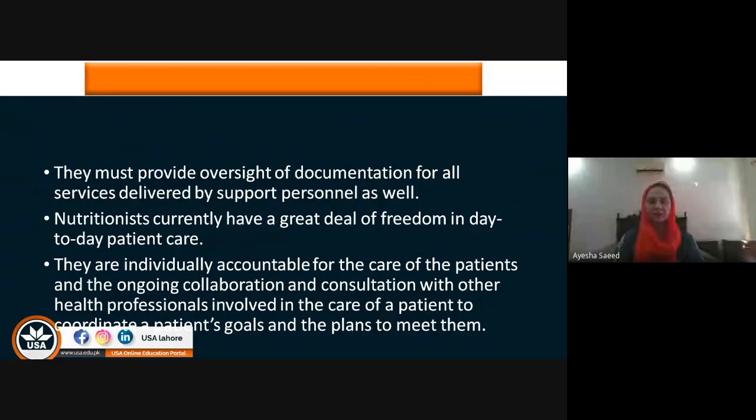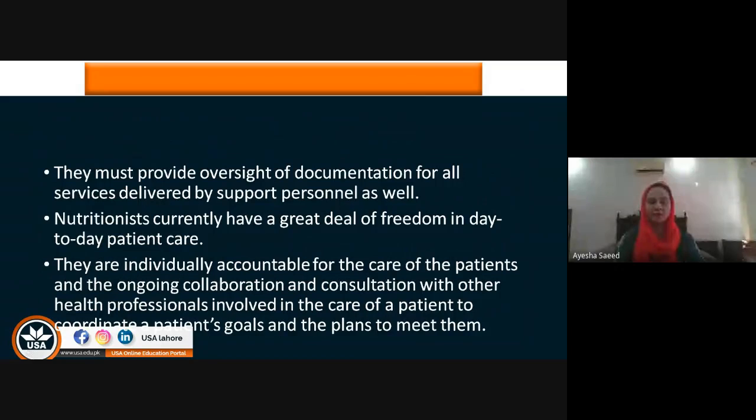Nutritionists currently have a great deal of freedom in day-to-day patient care. They work autonomously. They are not answerable. They have complete freedom of how they are going to treat the patient and how they are going to care for the patient. They are not answerable to someone. They are individually accountable for the care of the patients and the ongoing collaboration and consultation with other health professionals involved in the care of a patient to coordinate a patient's goals and plans to meet them.